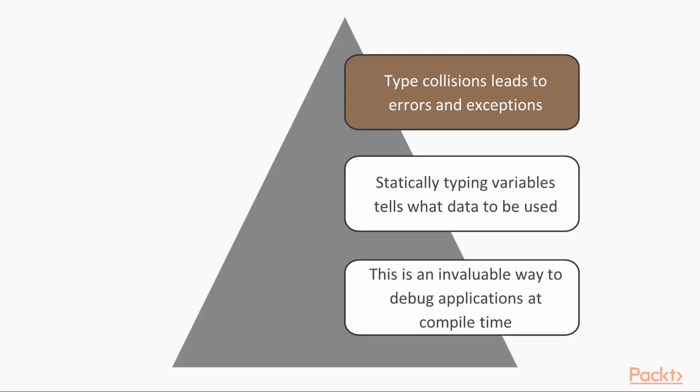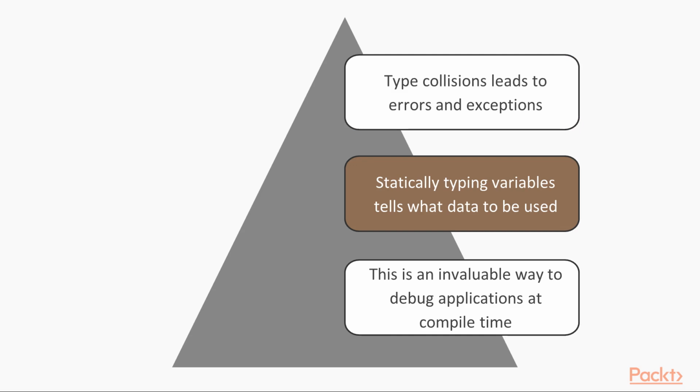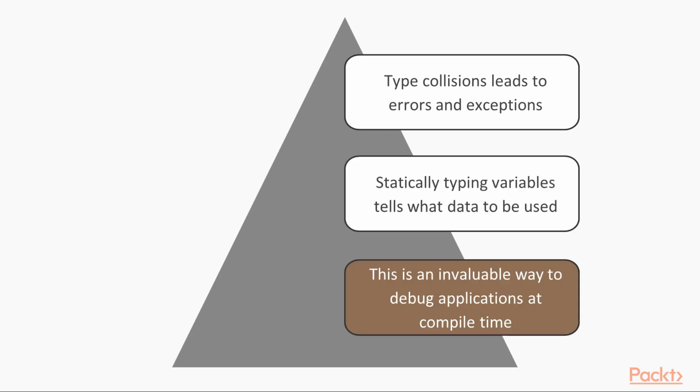Sometimes this leads to errors and exceptions in our code because of type collisions between what our code returned and what we expected it to return type-wise. While this flexibility can still be enforced by means of the any type that we'll see later on in this section, statically typing our variables gives us and our IDEs a good picture of what kind of data we're supposed to find on each instance of code. This becomes an invaluable way to help debug our applications at compile time before it's too late.